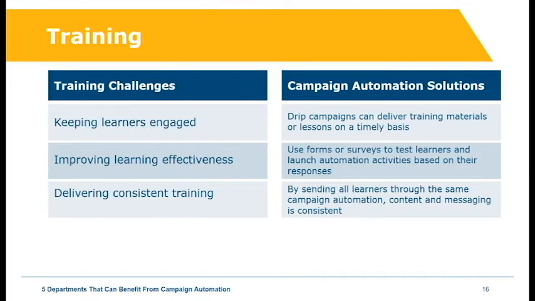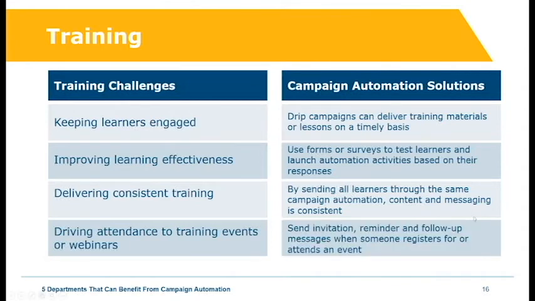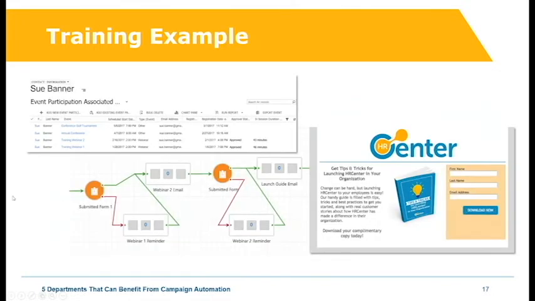It can also improve learning effectiveness. So we could use forms or surveys to test learners and launch automation activities based on their responses. Maybe they go in and they fill out a survey that says, the content was great, but I'm still not understanding this portion of email marketing. We could follow up with an email explaining where they can get more information about what they're confused on, or they might need more training on. And because we have that survey and form trigger within our campaign automation, we can easily see what they're selecting within there and follow up with them as needed.